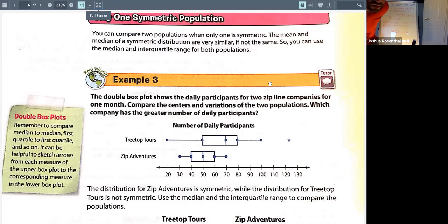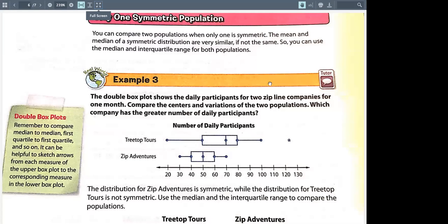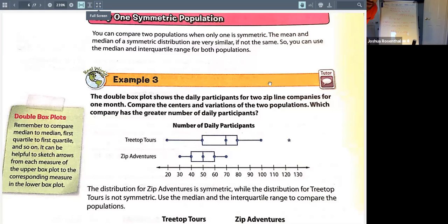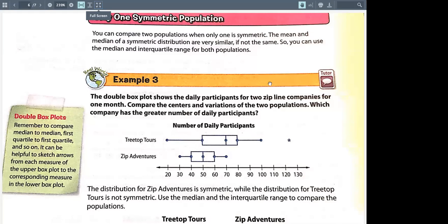So what does that mean, comparing the centers? What are the types of things we want to look at? The median. The upper quartile and the lower quartile. Yeah, so that interquartile range, is it stretched out or is it close to the middle? Well, for Treetop Tours, it's more stretched out. And then Zip Adventures, it's closer to the middle.